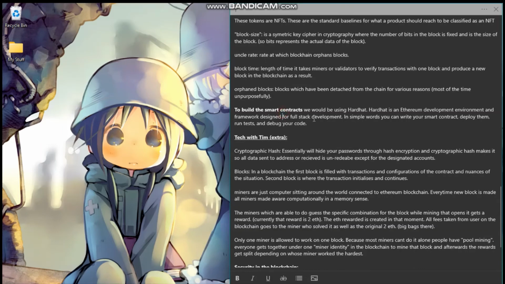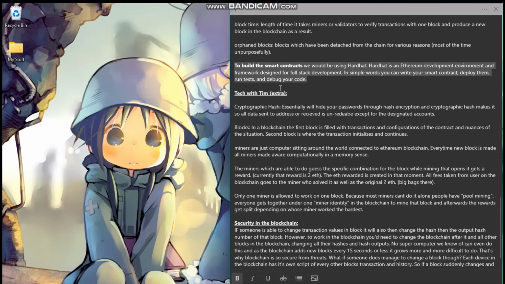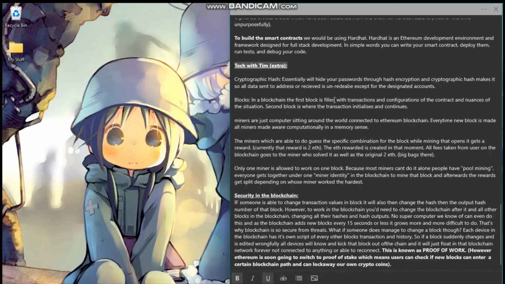To build smart contracts, you usually would be using Hardhat, because Hardhat is very effective for building smart contracts in Visual Studio Code. Here's some extra stuff I got from Tech with Tim, like what a cryptographic hash is. A cryptographic hash will hide your passwords through hash encryption, and cryptographic hash functions make all data sent to or received at the address unreadable except for the designated accounts.